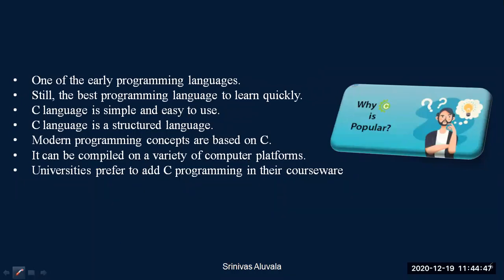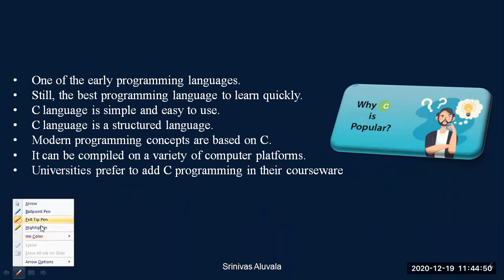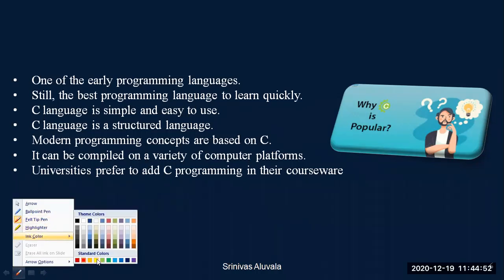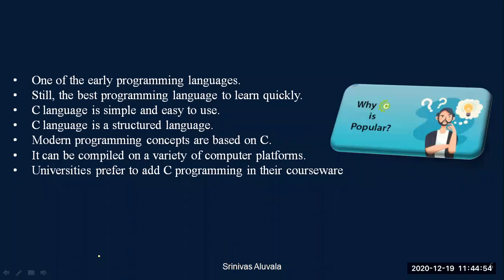And one of the reasons is that C is one of the early programming languages which was developed for writing programs for any purpose on machines. That's one of the reasons. And it is the best programming language to learn quickly.